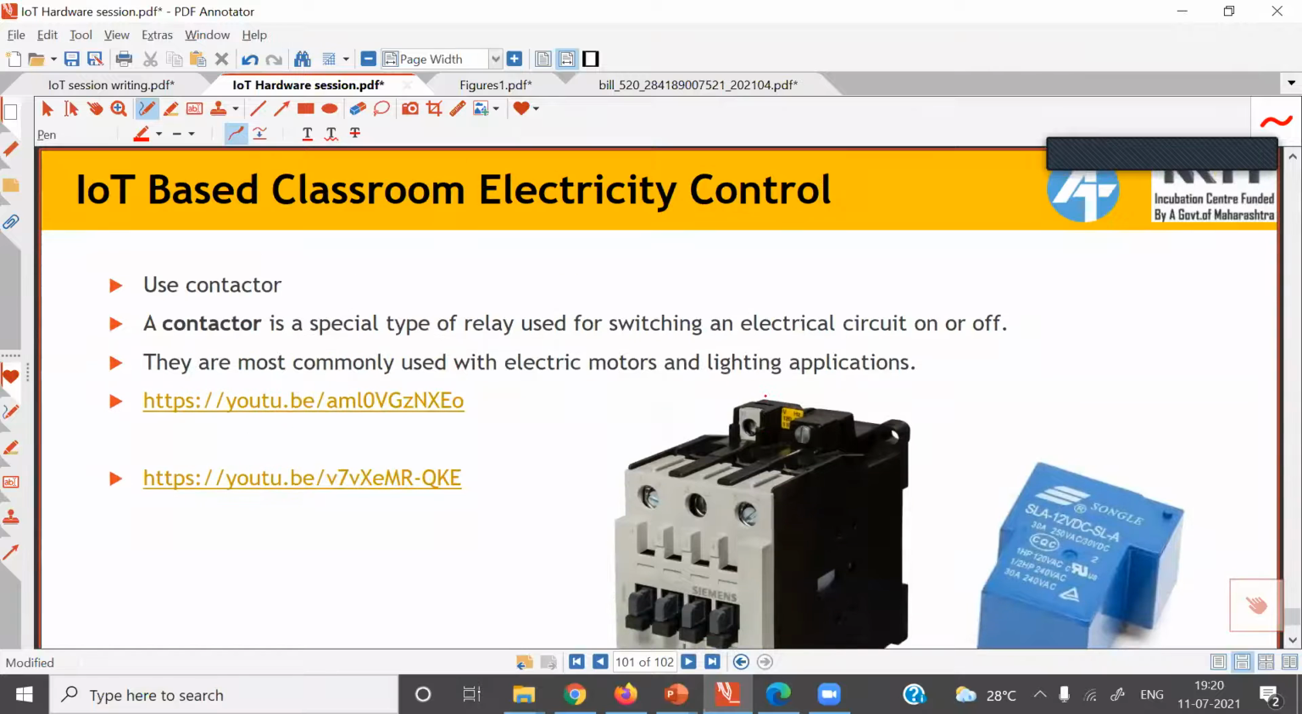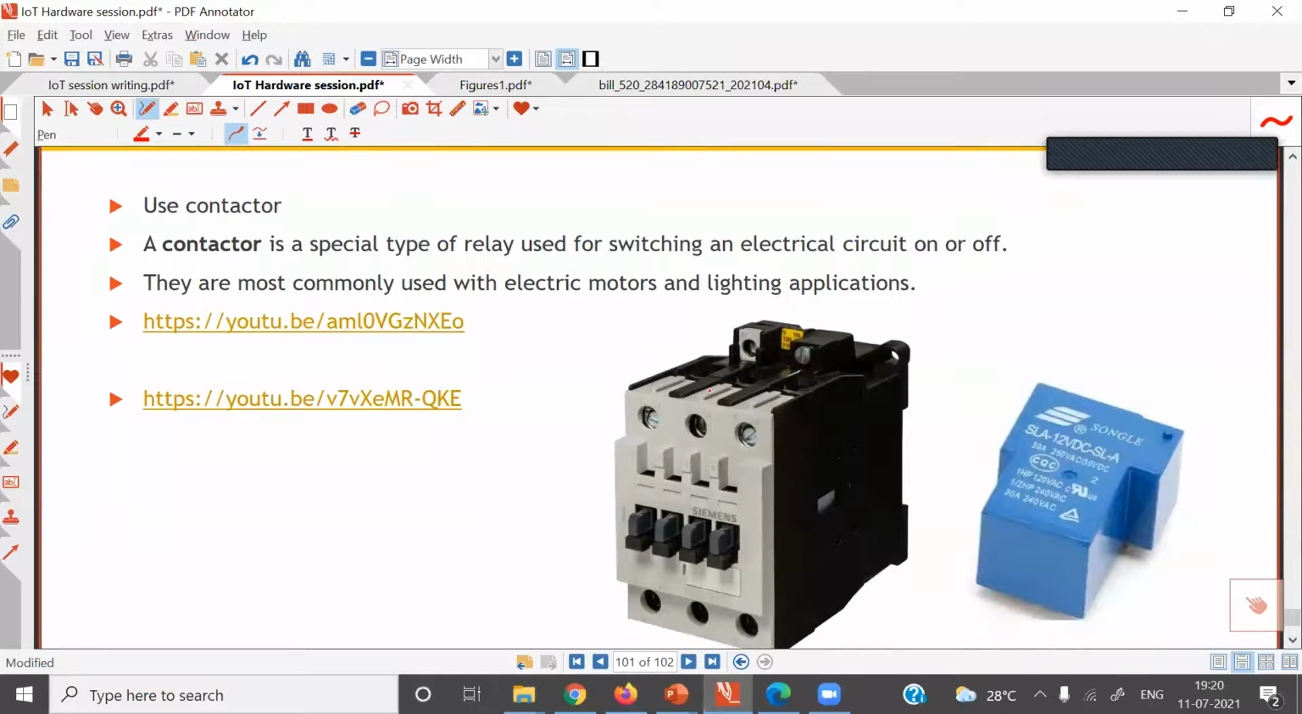Then the IoT based classroom electricity control system. If the total load in the classroom is greater than 1.5 kilowatt, then go for a contactor. So make use of a contactor for controlling the overall load in the classroom. There are two ways you can control the entire electricity in the classroom. You can switch off the entire electricity, that is electricity of all devices together, or you can selectively control individual devices, that is up to you.